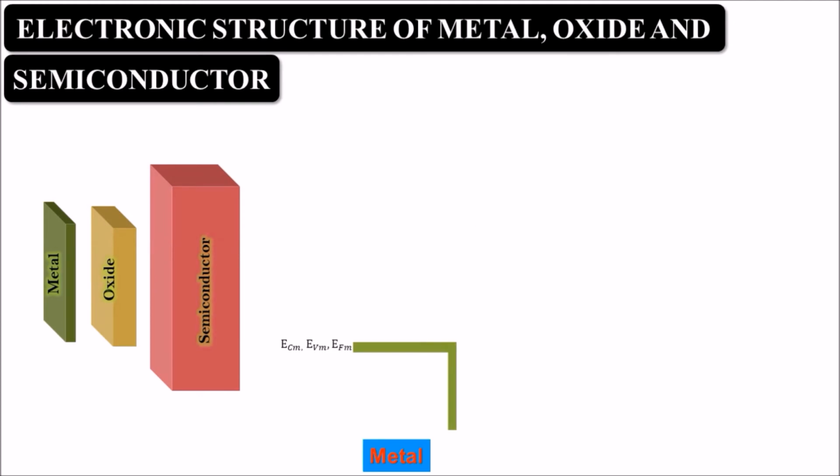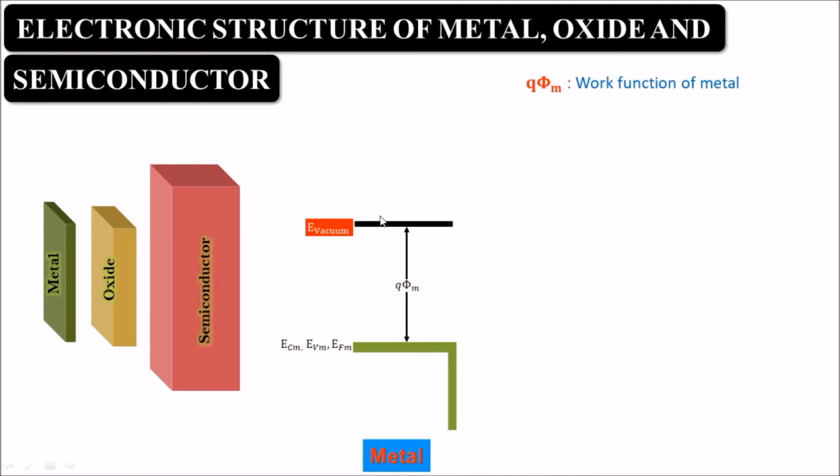Metal has the property that no forbidden energy gap exists. So the Fermi level, valence band and conduction band will be at the same level, and the energy required to move an electron from the Fermi level of the metal into the vacuum level is called the work function of the metal.